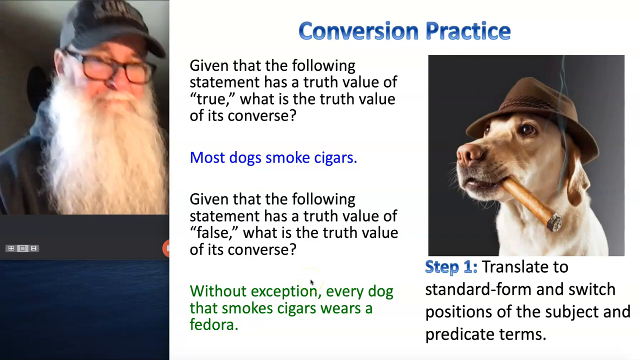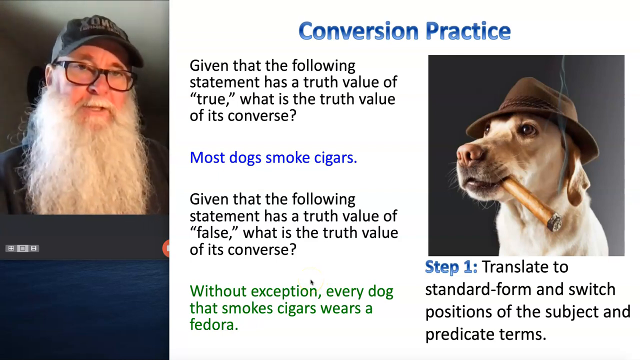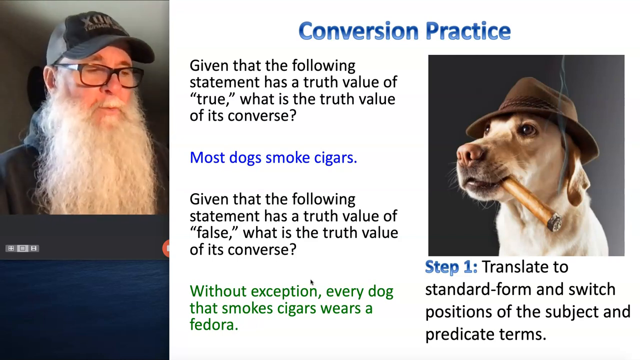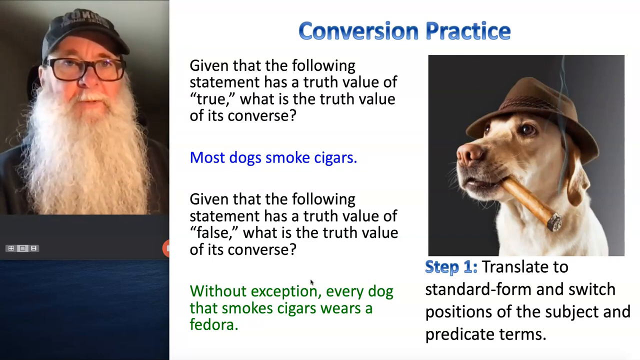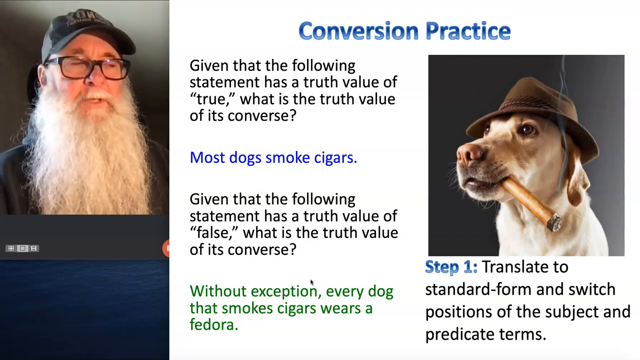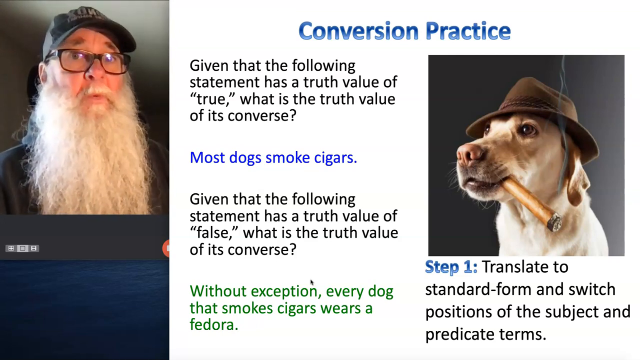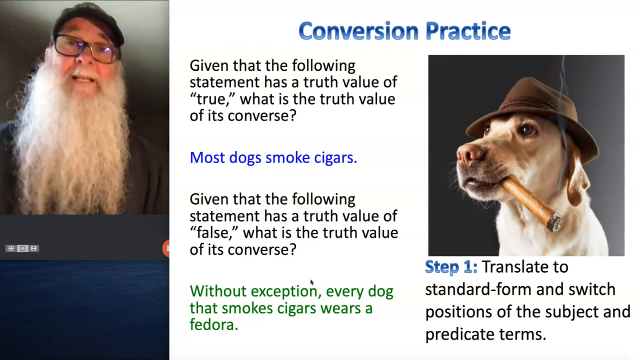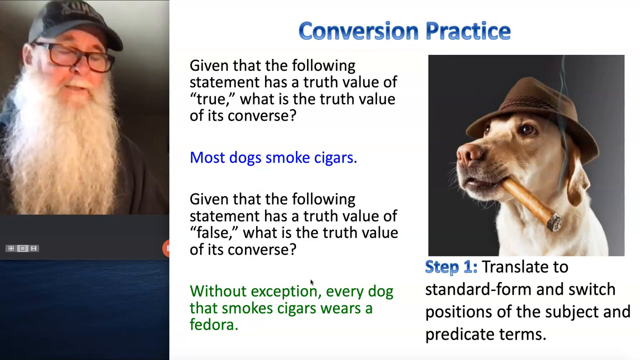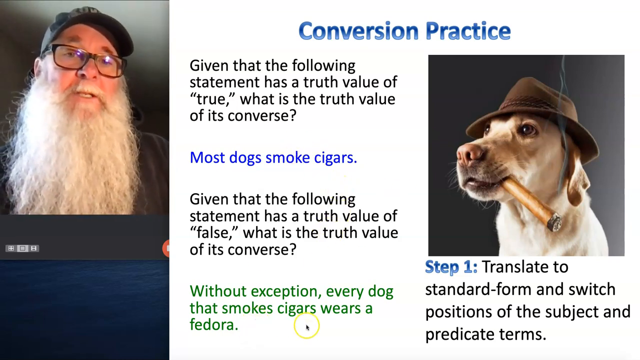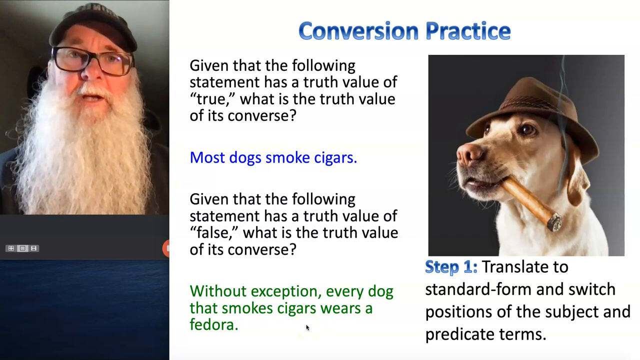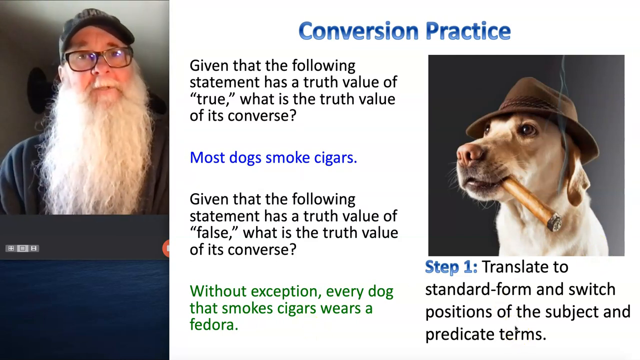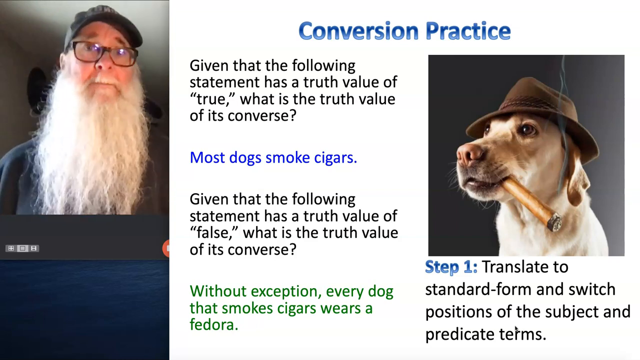Now, what you're going to do is translate each one of these statements into standard form categorical statements. In fact, when we're applying these operations, we're always going to make sure that the first thing we do is translate whatever statement we're working with into a standard form categorical statement, because that's how these operations work best, and it's going to be easiest for us. Then you're going to apply the operation of conversion. And remember, all conversion is you switch the positions of the subject and predicate term, and you wind up with a new statement.